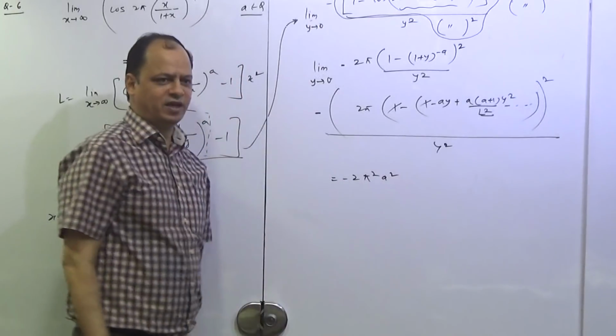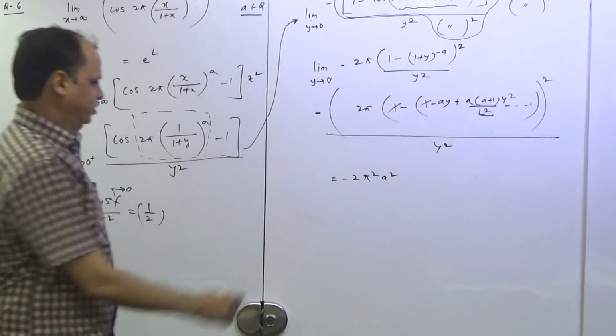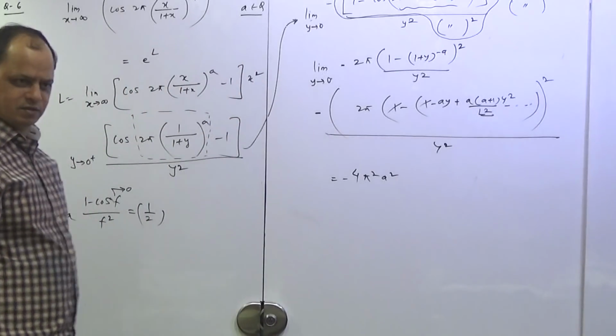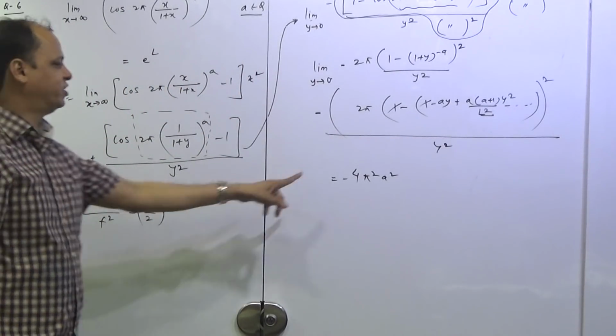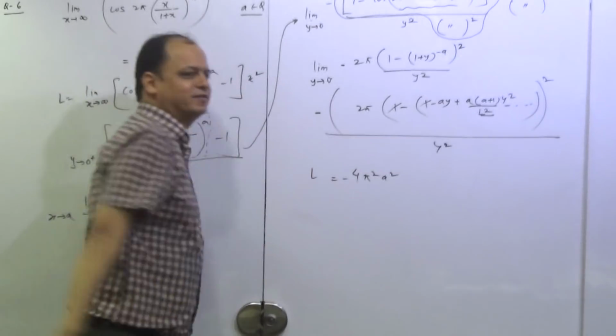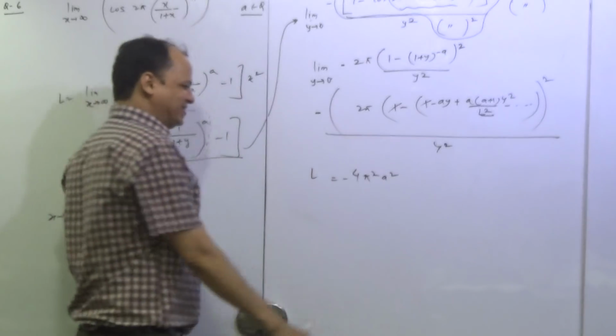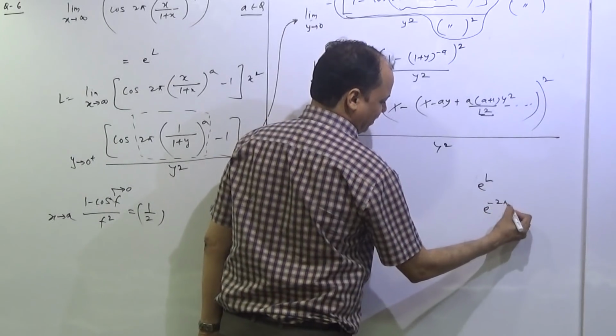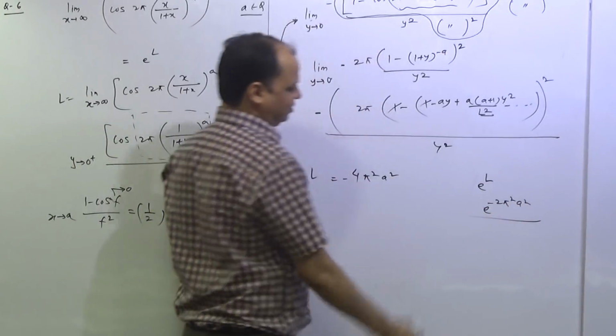But this is not the final answer. This is L actually. So the final answer is e to the power L, that is e to the power minus 2 pi square a square.